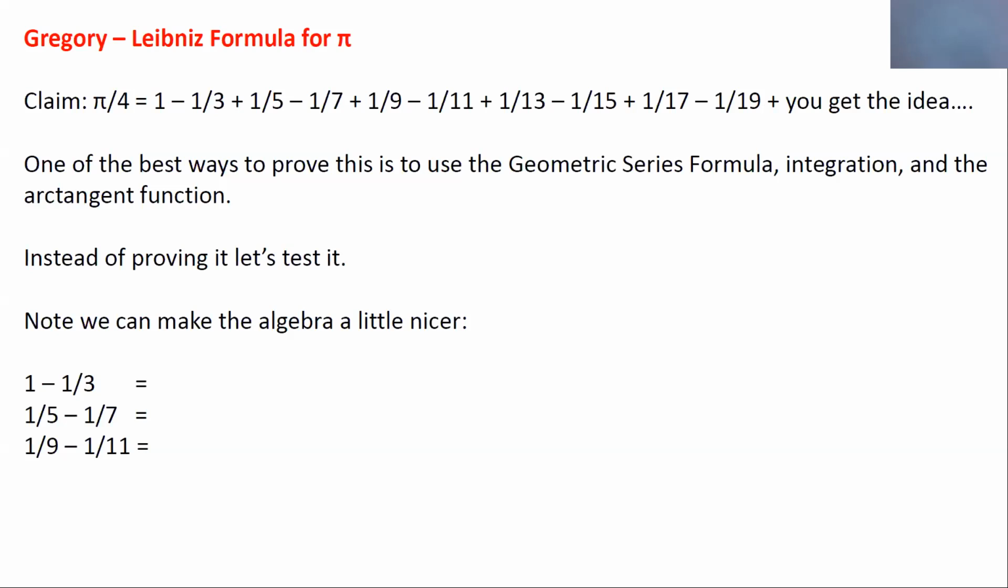So let's try to test this a little bit. So you first determine, let's group them in terms of every 2 together. So 1 minus a third, a fifth minus a seventh, a ninth minus 11. So what is 1 minus a third? So you can use your scrap piece. It's 2/3. What's 1/5 minus 1/7? So you can use your scrap paper.